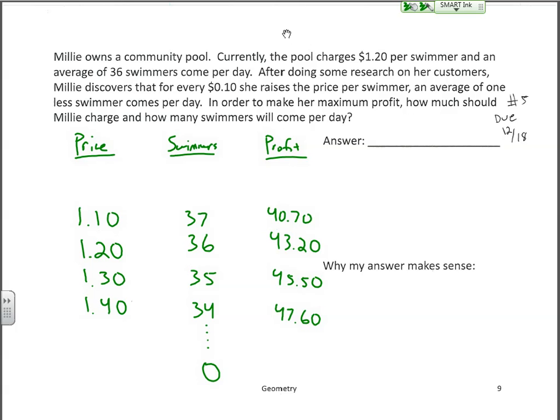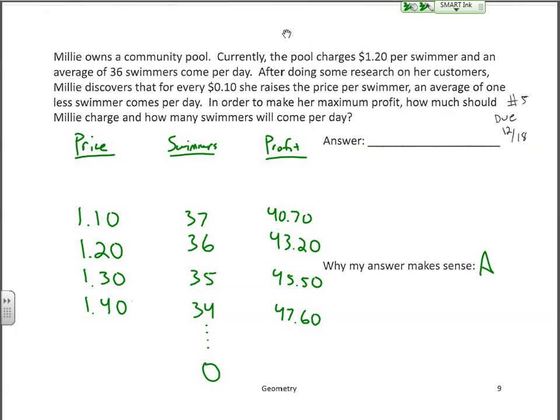And you're essentially looking for that tipping point. What is the price? And how many swimmers will come per day that will get her the maximum profit before the profits start to drop again because she's simply charging too much and not enough swimmers are coming. So you might want to make your table a little bit smaller so you can fit more data here, but this is kind of how you would get started.